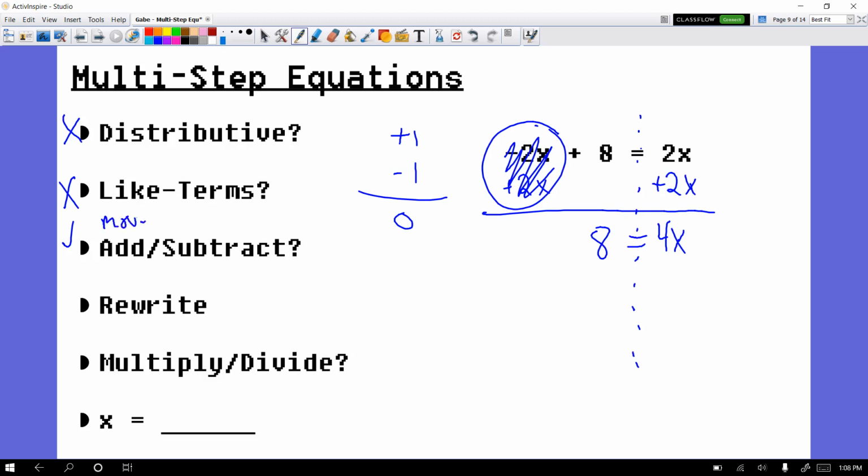So move variable to one side. Because that's what we ultimately want. We want x to equal something, not x to equal something plus x. So we did our adding and subtracting. We did minus the 2x. We did plus 2x. We rewrote it.